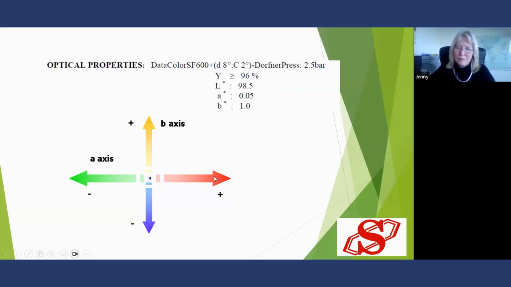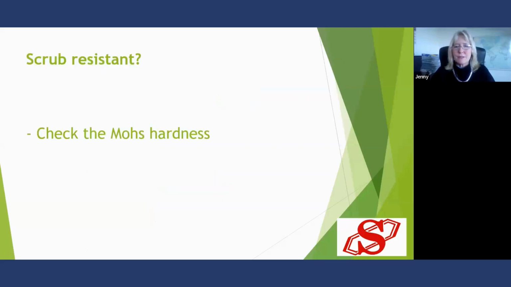If it had a positive A value, it would be reddish. So you can get quite a lot of information from these A and B values. If they don't have it on the data sheet, you can probably ask for it. They're sure to have measured it.